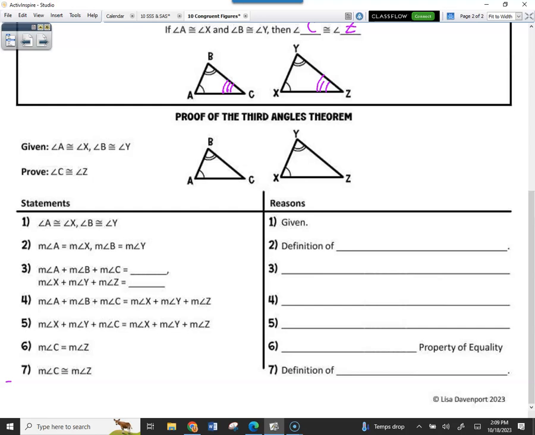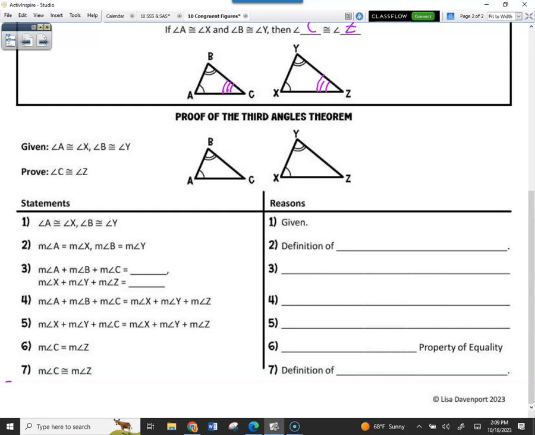Thank you. Notice the very first statement is an exact copy of what's next to given. You see that? So this is where a pattern appears. Proofs always start with what's given. And the first reason is always the word given, every time. Okay? Now from here we have to actually think. This is where some people slam on the brakes.